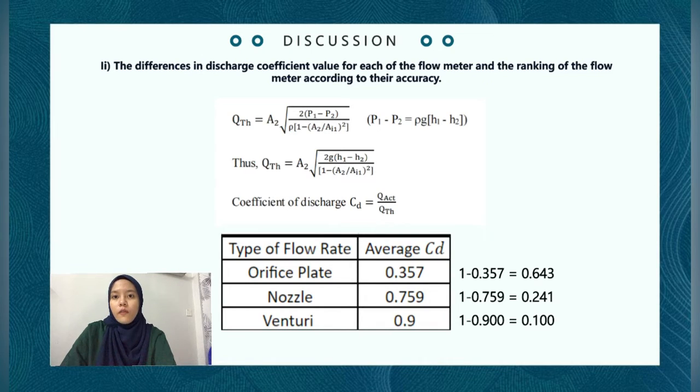From this average of CD, the venturimeter is the most accurate, followed by the nozzle and orifice meter. The CD of the flow meter should be less than 1 or nearest to 1, and the venturimeter got a CD of 0.9, approximately 1. The difference between 0.9 and 1 is only 0.1, which is the smallest one, compared to the nozzle and the orifice, which have larger differences from 1, which are 0.241 and 0.643.